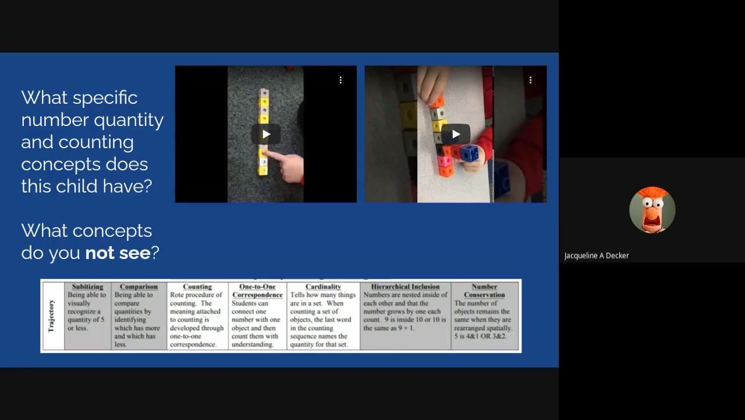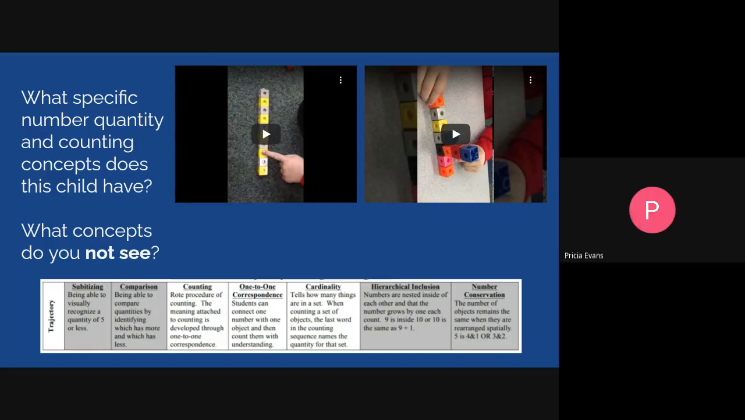And I just want to remind folks, we're going to start with what this child does have, and then we'll move to the concepts that we don't see yet. So I'm seeing that he does have counting in the chat box, Prisha, and I'm seeing that he does not have one-to-one correspondence yet. You might have noticed that.